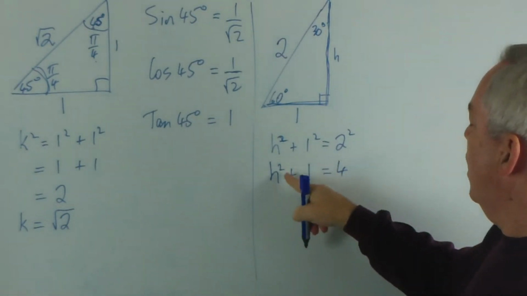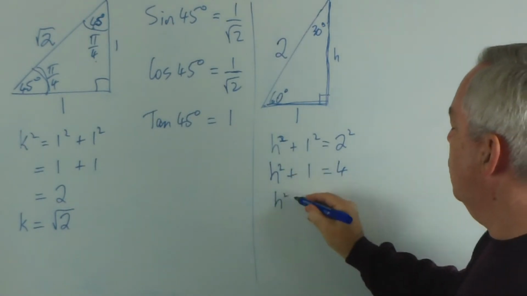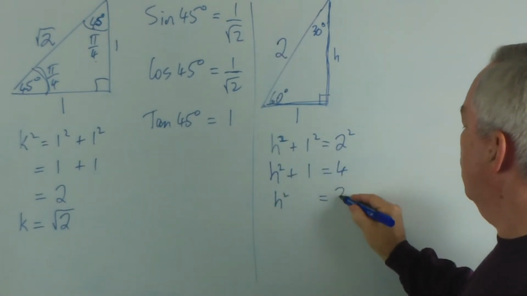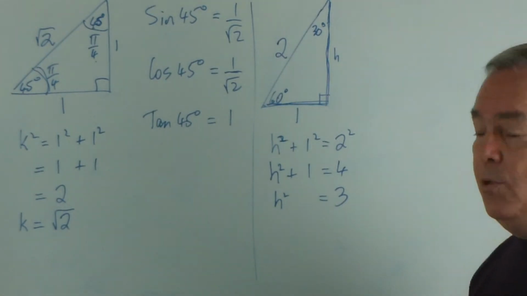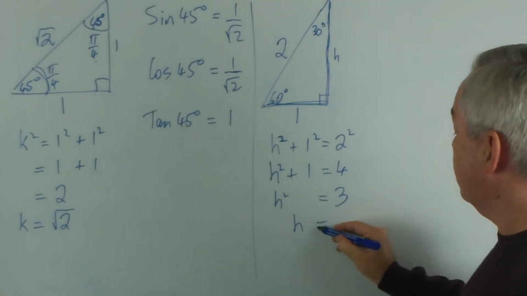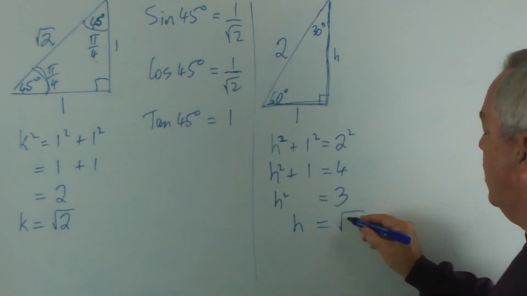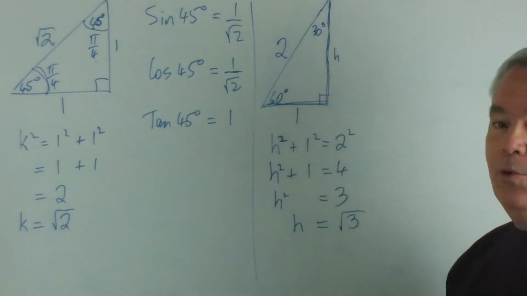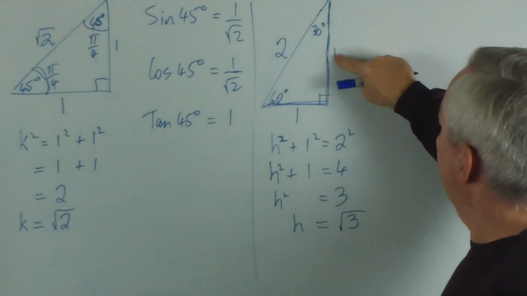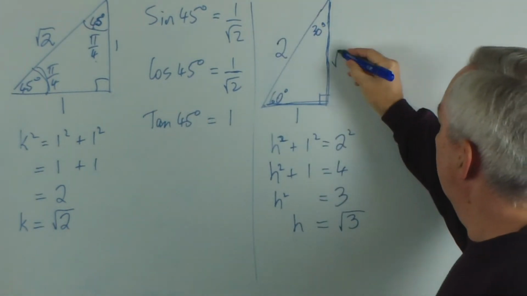We take 1 away from both sides to get h squared equal to 3, and we take the square root. Now again, strictly speaking, algebraically, we have to accept plus or minus root 3, but we're only talking positive lengths in this triangle, so the length h is root 3.